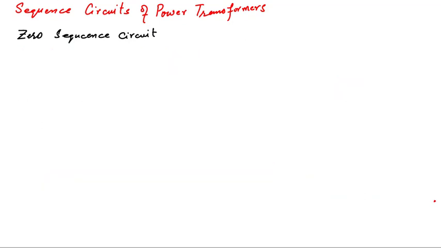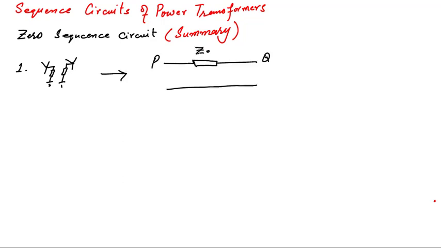We are going to summarize. The first case was a YY transformer where both the neutrals were grounded. Its zero sequence circuit was this, where P and Q are the two ends of the transformer. So it means a path exists for the flow of zero sequence current. Further, the value of Z0 is equal to the series impedance of the transformer plus 3 times Zn on the high voltage side plus 3 times Zn on the low voltage side. All these impedances are in per unit.